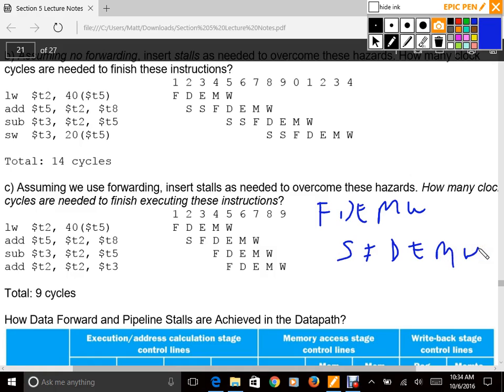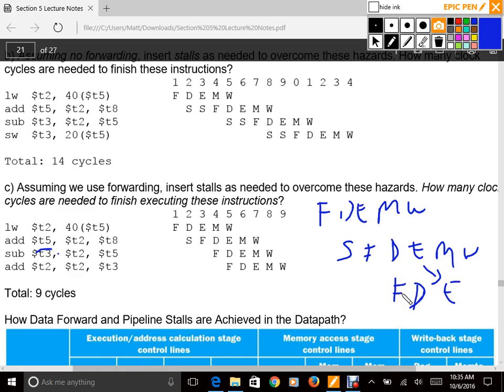So in this case, when we calculate T5 from the ALU, it's physically available for the next cycle, which we can then forward it back, correct? So that means we can forward it back the next cycle, decode, fetch. We don't need to insert a stall at all, right?